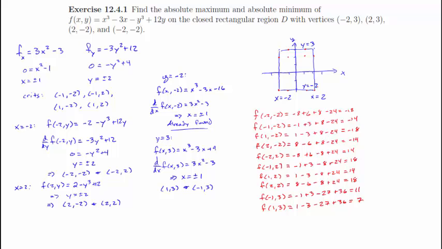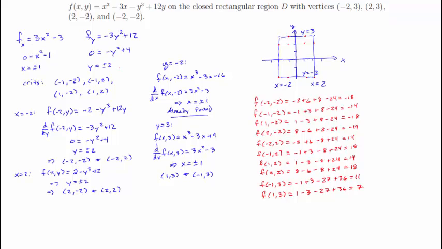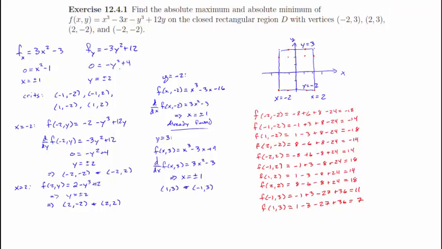Then I take the partial derivative of my function, so I get f sub x equals 3x squared minus 3. I set this equal to 0. I get 0 equals x squared minus 1, so that x equals plus or minus 1. The partial derivative of f with respect to y equals negative 3y squared plus 12. Setting this equal to 0, I get 0 equals negative y squared plus 4, so y equals plus or minus 2. This together gives us 4 criticals: (-1, -2), (-1, 2), (1, -2), and (1, 2).